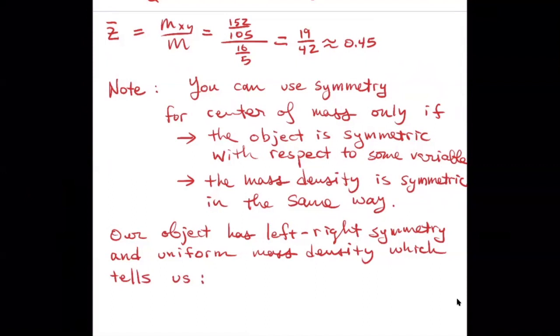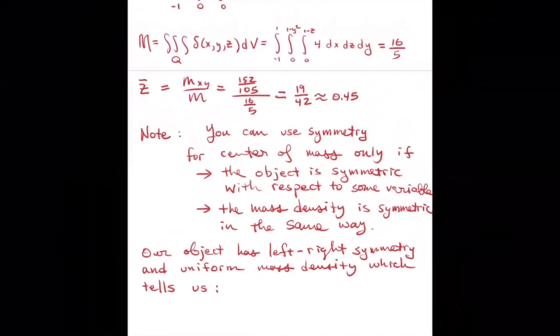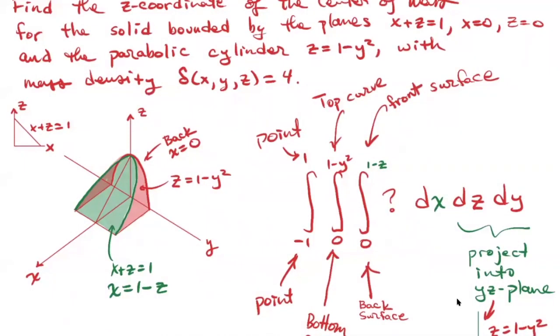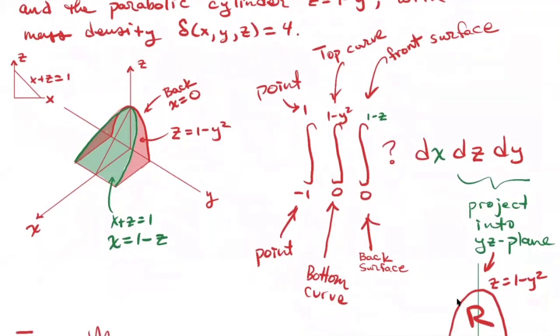You guys, which coordinate of the center of mass would be 0 given the symmetry of the shape and the uniformity of the mass density? Is it x bar, y bar, or z bar? Y bar, I like it. That's like gnarly y.